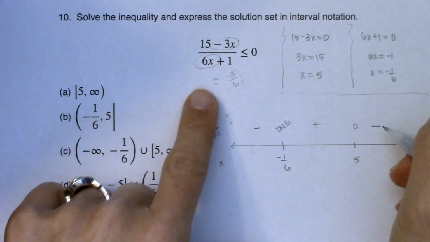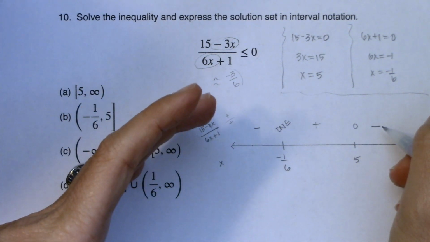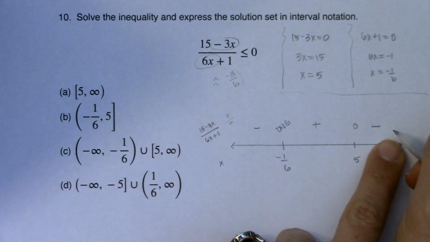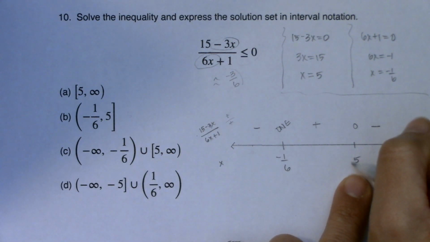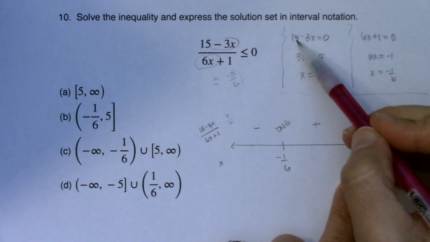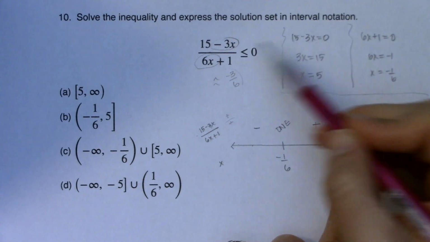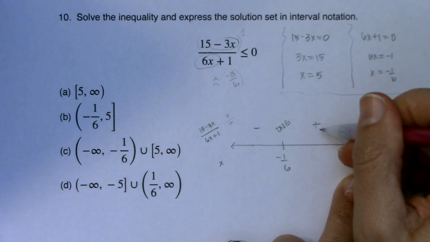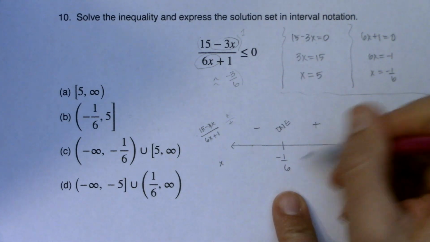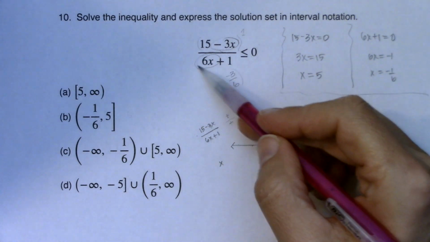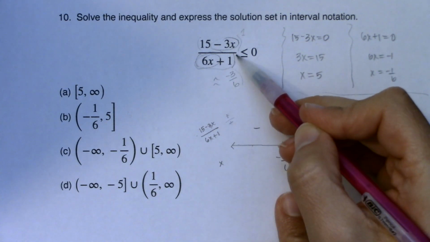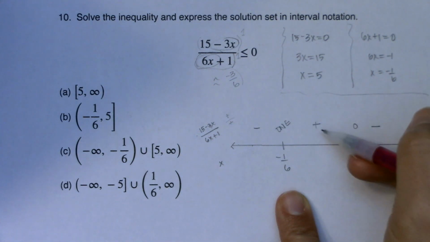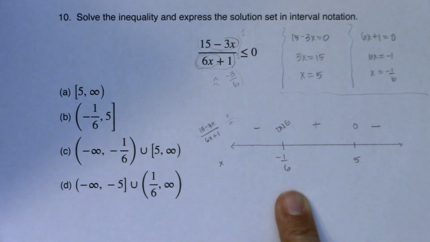If you look at the highest degree terms and just take a ratio of those coefficients, if that ratio is positive, you put a plus sign here. The ratio in this case was negative, so I put a negative sign here. As I head to 5, which came from the factor of 15 minus 3x, or really x minus 5, this had an odd degree, so I knew I was going to alternate. I knew I was going to go from negative to positive. Negative 1/6 came from this denominator, which is technically a binomial with an odd degree. Anytime you have an odd degree, you're going to alternate signs. So I knew I was going to move from plus to minus along that.